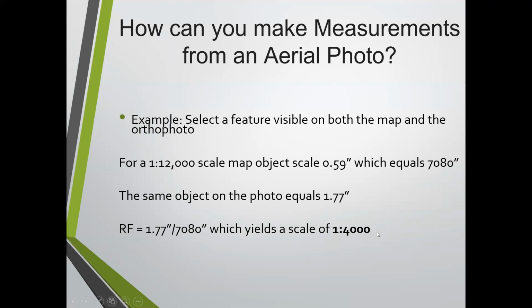Once you know the scale factor of the photo, you can use that to measure anything on that photo from that point on and determine distances from it. So that's the process of taking an unregistered ortho photo and getting it to a natural scale that is then usable across that photo.